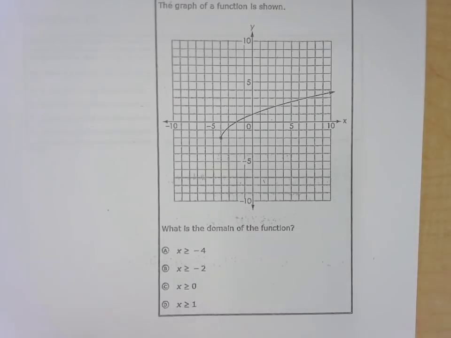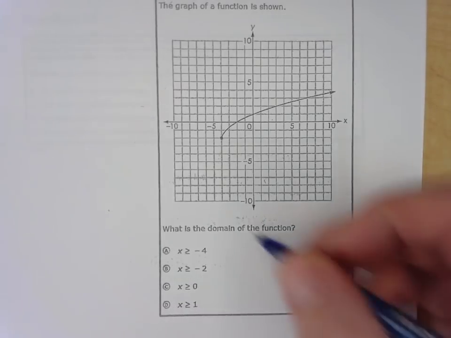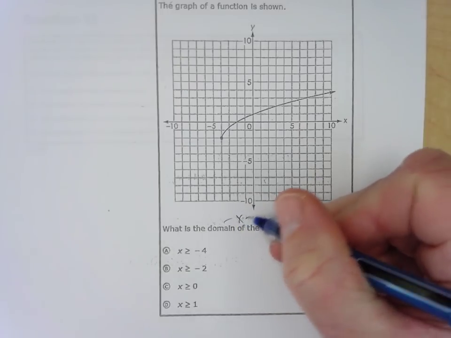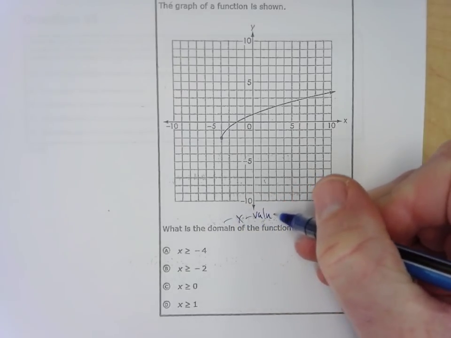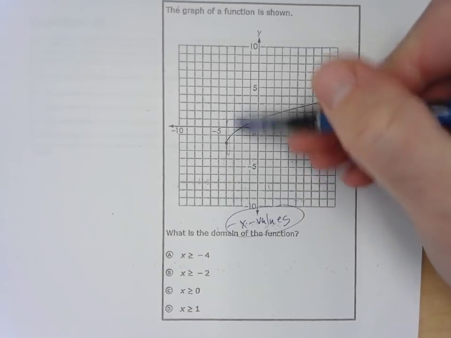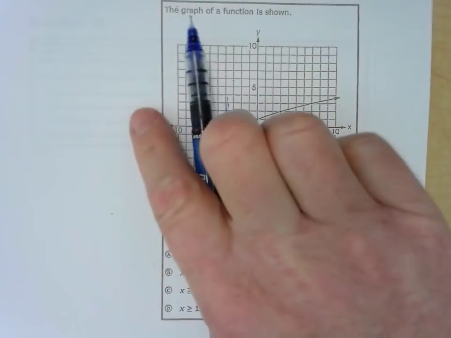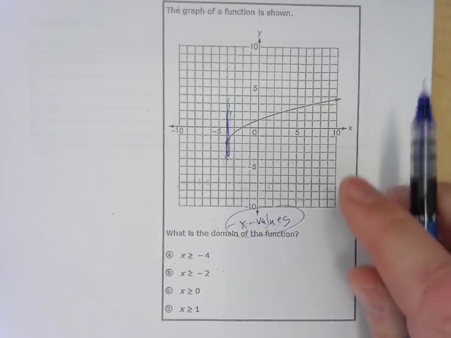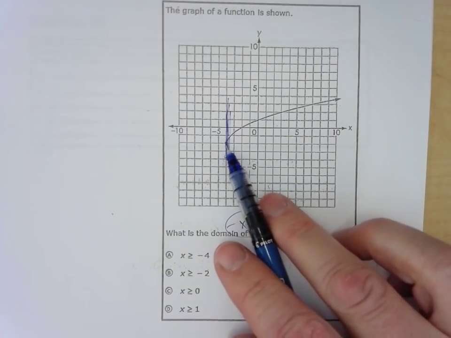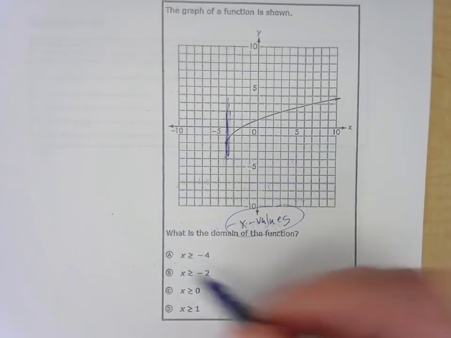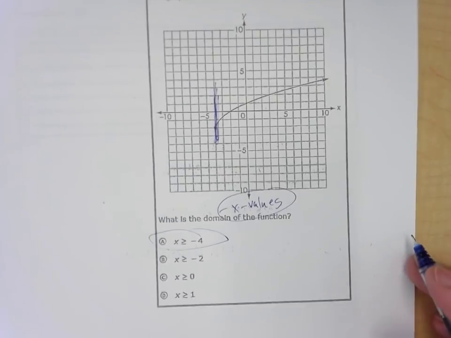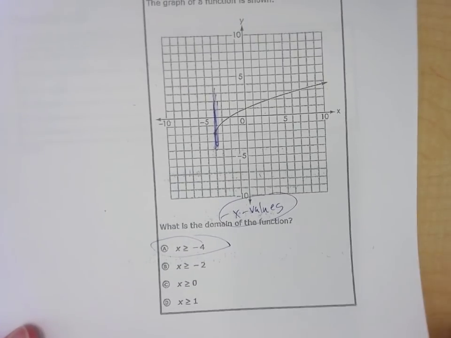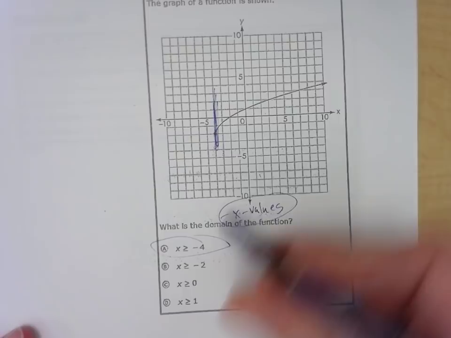All right, number 22, the domain of the function. The domain are the x values. So what are the x values of this function? Well, it's from here over is where this function lives. So it lives from -4 over. And that would be choice A. So x is greater than or equal to -4, and inclusive because there's a dot there.